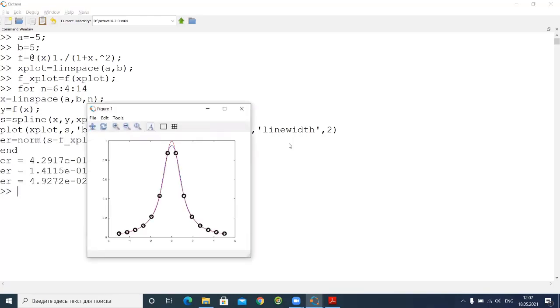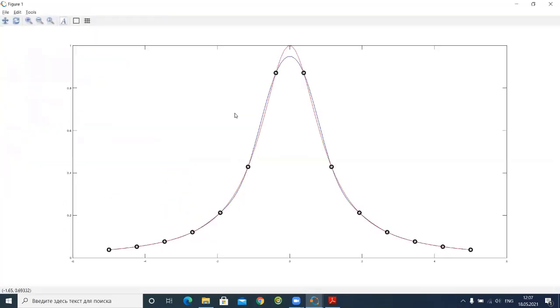Okay, now here you can see the graph of this spline. In red, this is exact function, Runge function. These black circles are equally spaced nodes. And you can see in blue, this is spline. They are very close. Here we have more accurate approximation than previous exercise, than equally spaced nodes and polynomial interpolation.